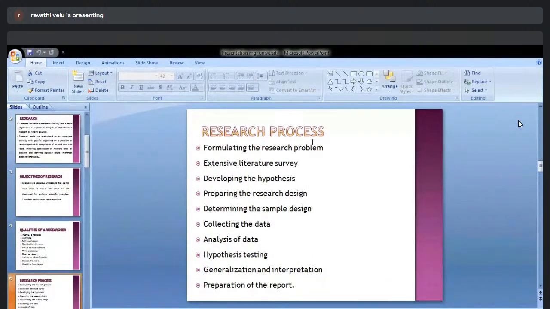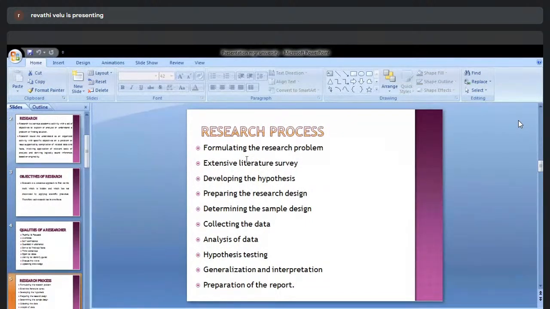So this will be the research process. If you are going to write up a research proposal, now you are going to write up a paper. Okay, so these will be the process. These will be the steps from the first step to the last step.